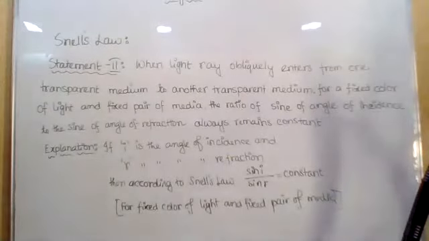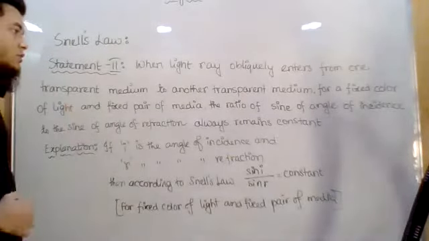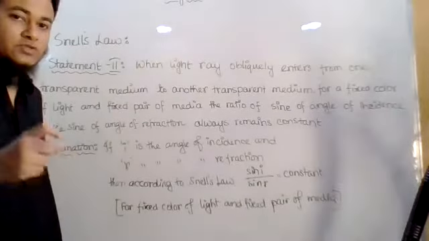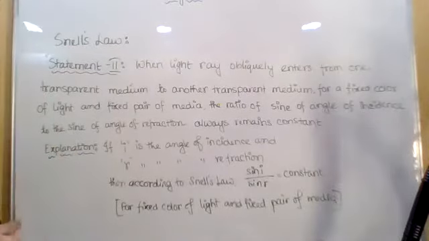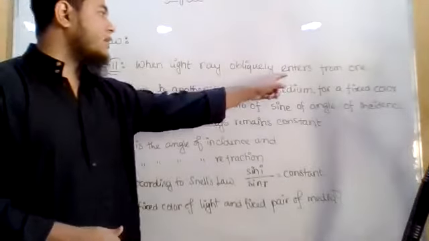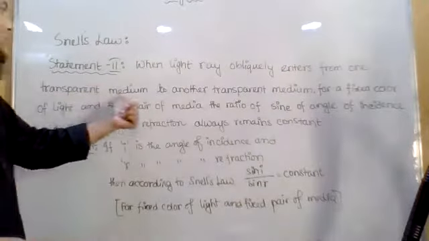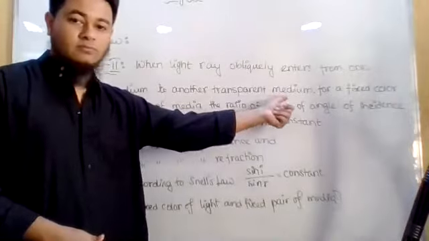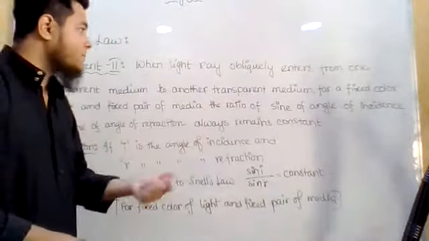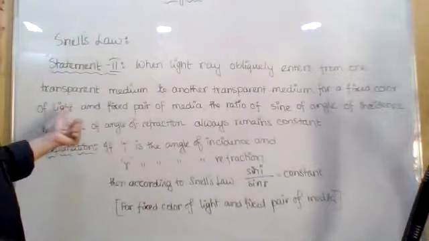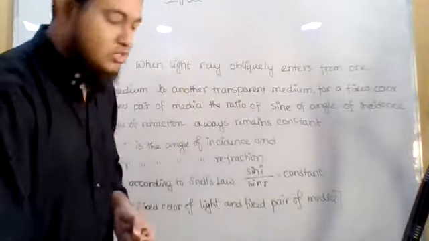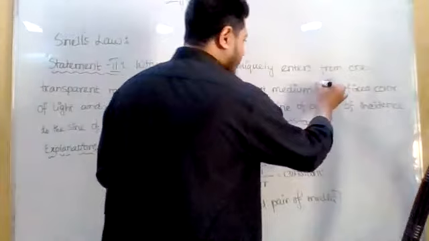Bismillahirrahmanirrahim. So this is the statement 2 of Snell's law that we are going to study. This used to be in the previous version of the physics book of SSC level. When a light ray obliquely enters from one transparent medium to another transparent medium, that is what should happen for refraction of light. Now, for a fixed color of light and a fixed pair of media, this condition is very important to mention. That's why I would like to box it.